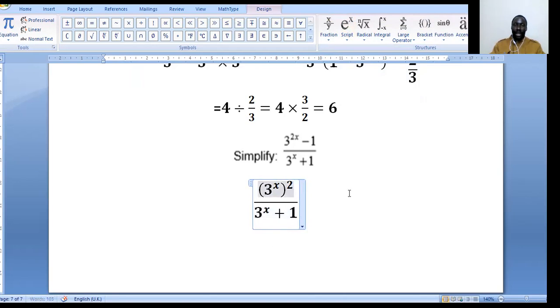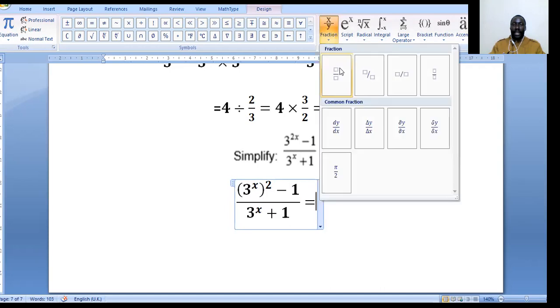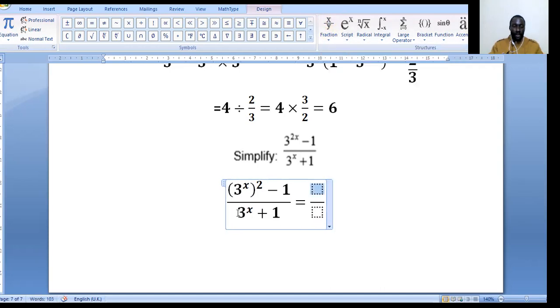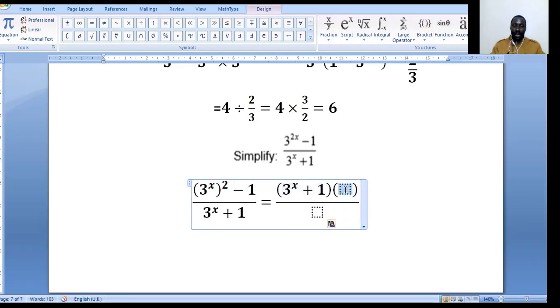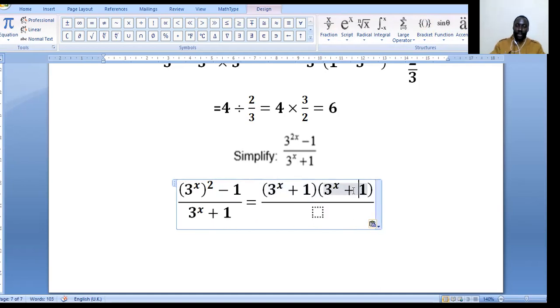The numerator will still have minus 1, like that. Now in the next step, notice that this one is the difference of 2 squares. Because it's the difference of 2 squares, we can write it this way: 3 exponent x minus 1 and plus 1. So let me put a bracket there, 2 of them. The first one will fit in there, then the second one here. This is going to be minus. That's what we mean by difference of two squares.